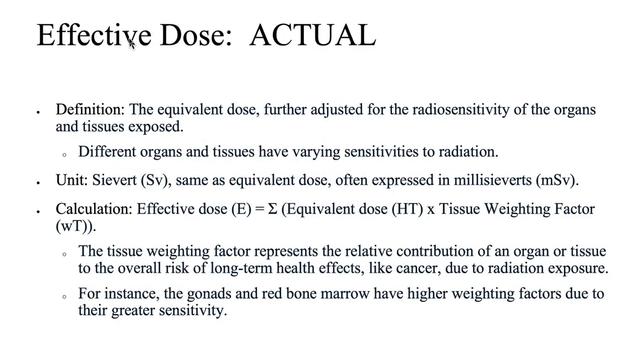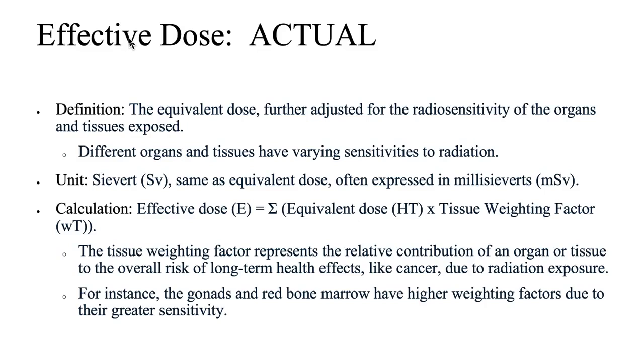Okay, effective dose. This is the actual dose. Definition: the equivalent dose further adjusts for the radiosensitivity of organs, right? So different organs and tissues have varying sensitivities. Sievert, once again, is used. So the overall weighing factor represents a relative contribution of an organ or tissue to the overall risk of long-term health effects. We're not talking short-term. Short-term is when we start talking about like Chernobyl or any atomic bomb type of stuff.